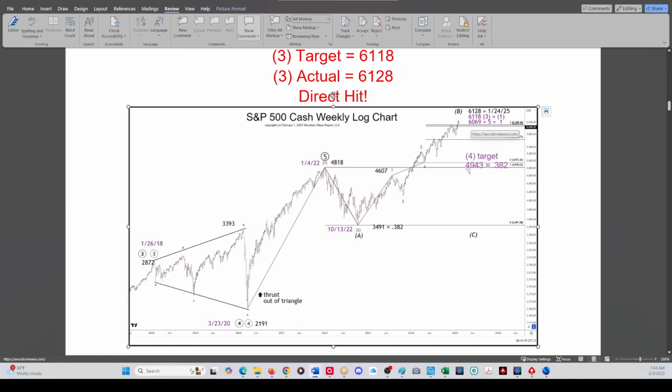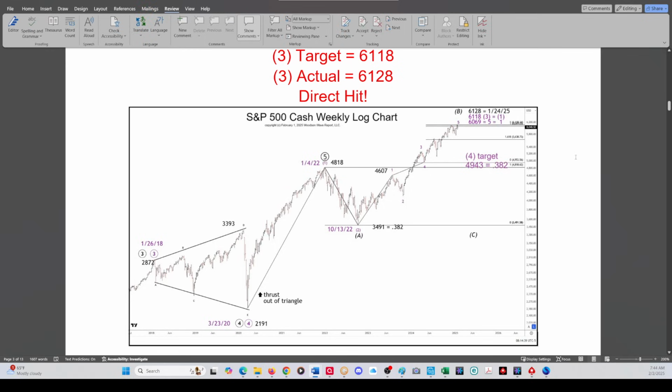Okay, so if that is the high of 3 and it's a near direct hit, then we're looking for a wave 4 down, and the 382 takes it to 4943, which is just above the wave 1 high of 4818. And as a 4th wave, it cannot go below the wave 1 high, and it goes to the previous 4th wave right here of 1 lesser degree of trend. So that would be a near perfect correction, if you will, if that high for wave 3 holds.